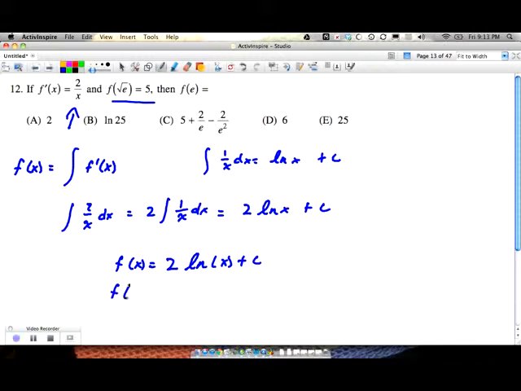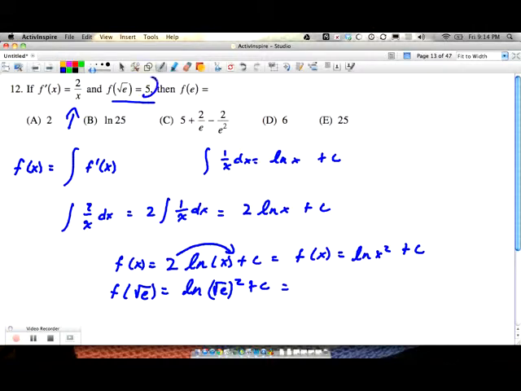And f times the square root of e is going to equal. Now I noticed something here. I'm thinking ahead because I see this 2 here, and I think it's actually going to help me if I move it up there. So this original function could also be written as f of x equals natural log of x squared plus c. Because now I'm going to have natural log of the square root of e squared plus c. And I know that that equals 5.